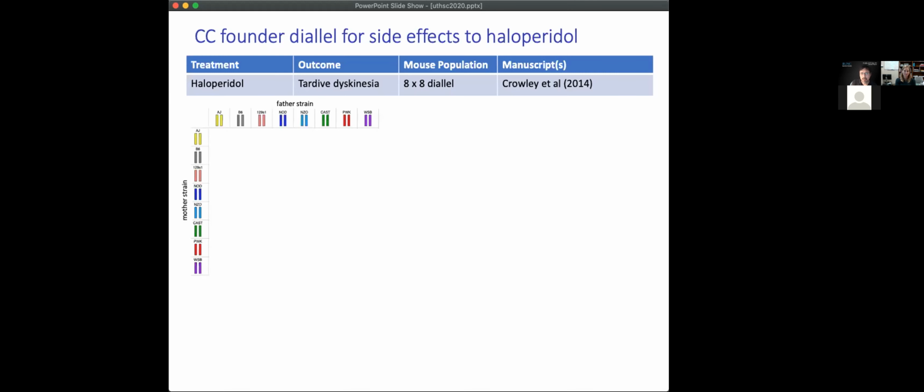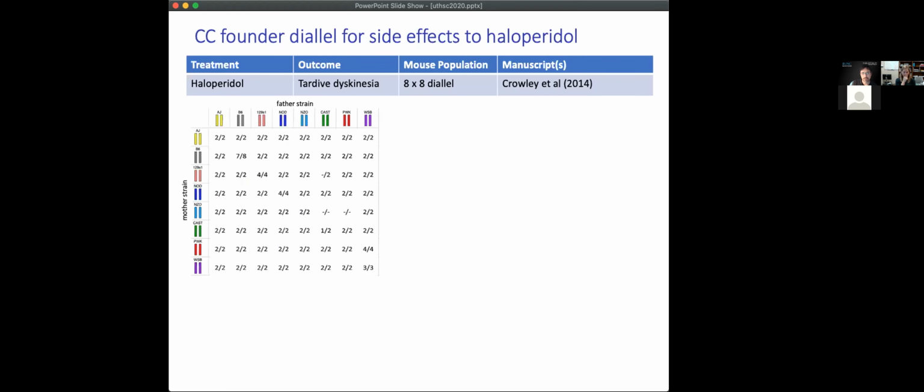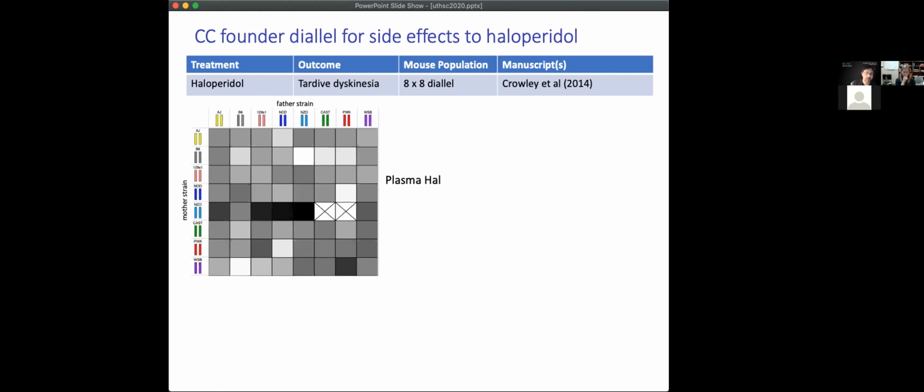What we did here was we used a diallel. This is where we crossed the founders, in this case of the collaborative cross, with each other. So all of these different combinations use the same kind of same-sex littermates, and this is a picture where we've colored the intensity of the phenotype, so how high the phenotype is, by shading it per cross.